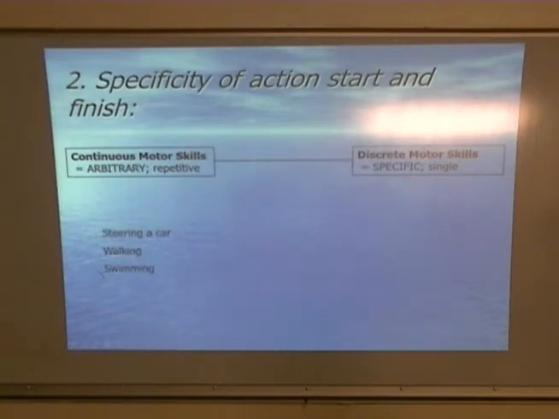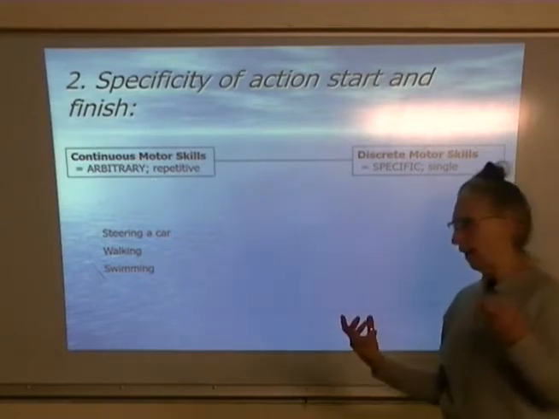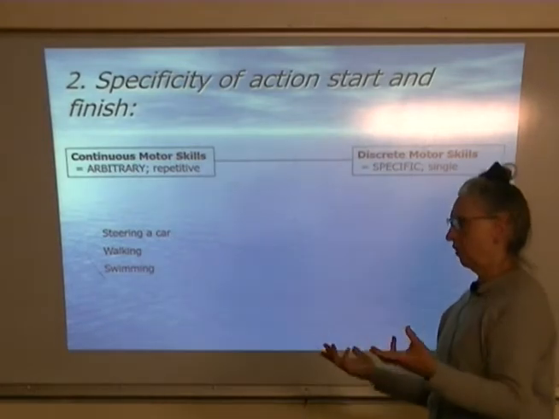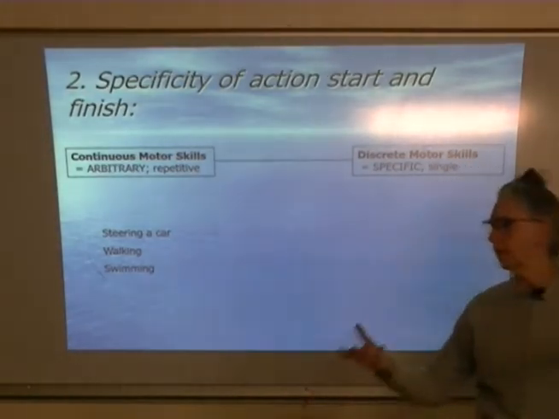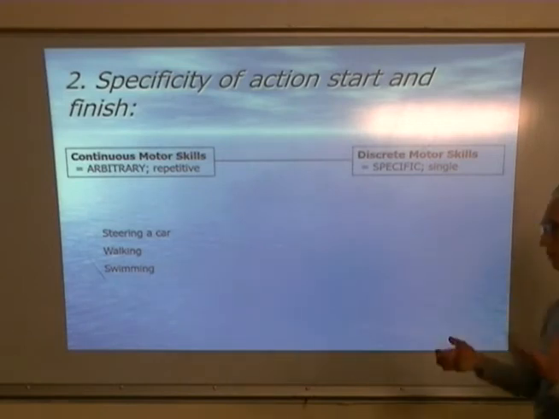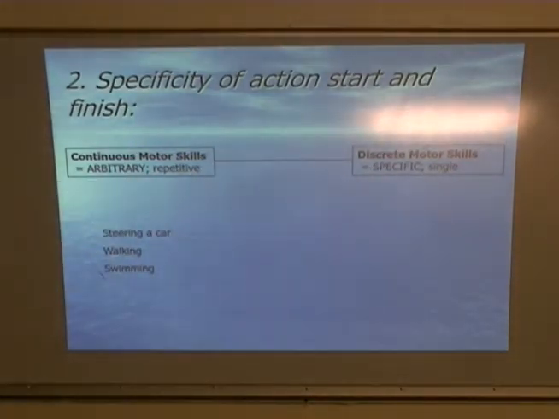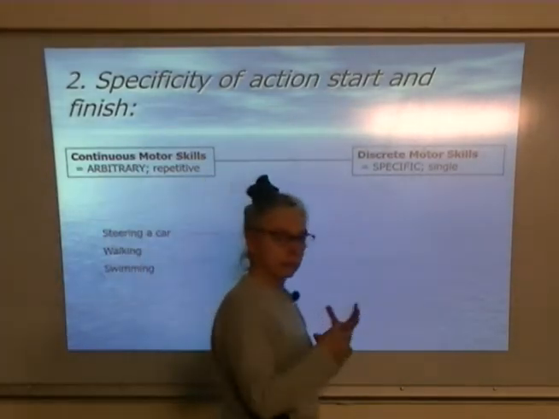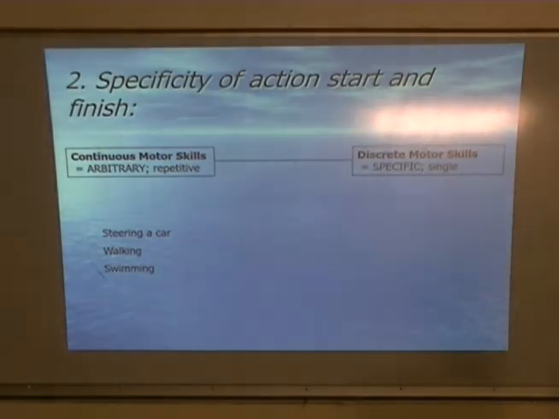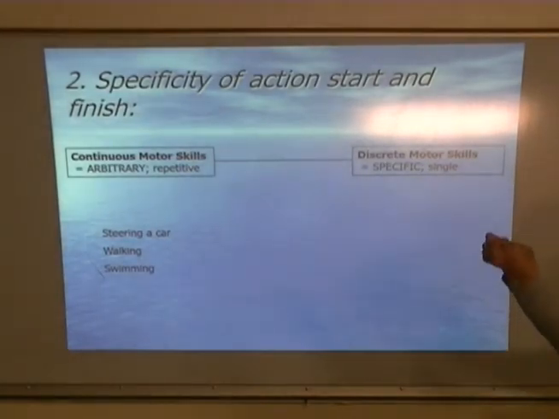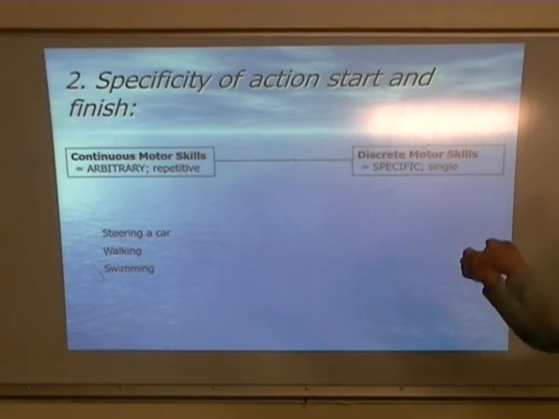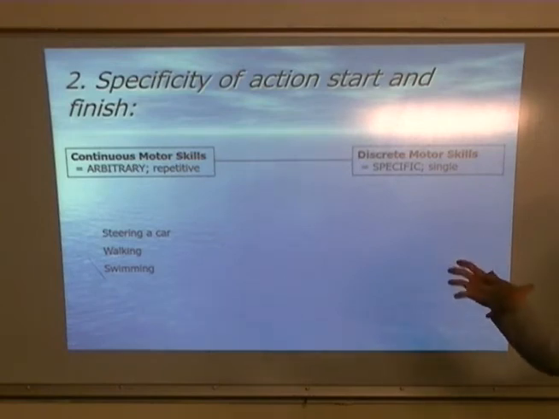So walking, for example, is a continuous motor skill. I can take one step, but it doesn't achieve anything. The goal of walking is to get from point A to point B. So to achieve the goal, I have to keep repeating the motor pattern. Same with cycling, same with swimming. Steering a car, to look at a non-sport motor skill, is considered a continuous motor skill because I don't start and stop, hopefully.